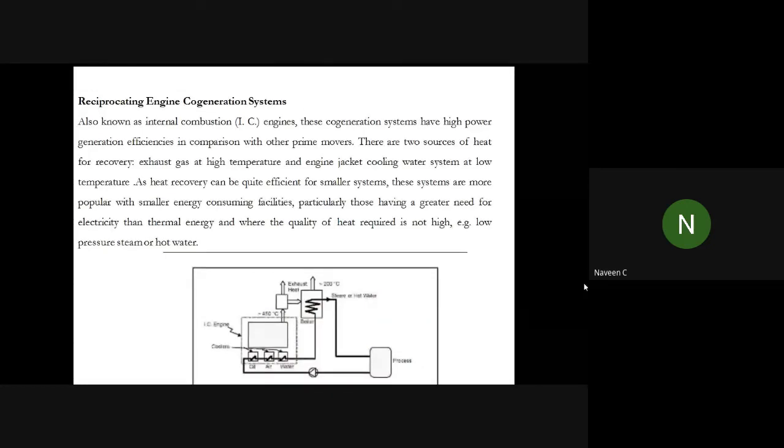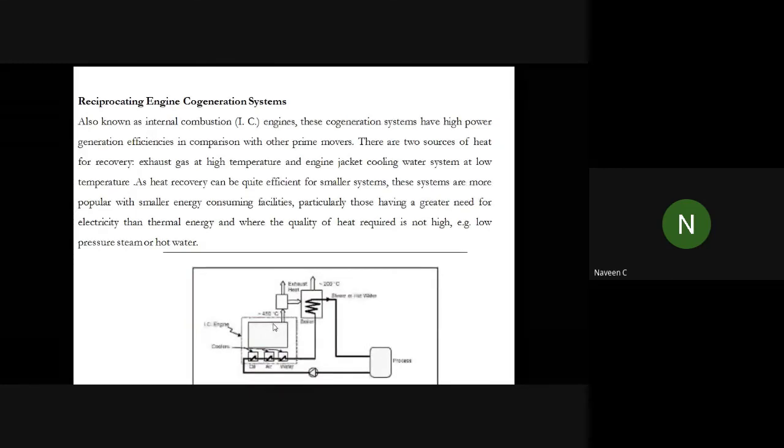Next is reciprocating engine cogeneration. As I said, now instead of a gas turbine, we are using a reciprocating engine. I gave the example of the reciprocating engine, and the same reciprocating engine generates here. Here also you will have air cooling and water cooling processes. It will take some heat from here, and it will be sent to the process industry, to other processes of the industry. And the power generated can also be taken. And the exhaust, as I said, will also be at high temperature.